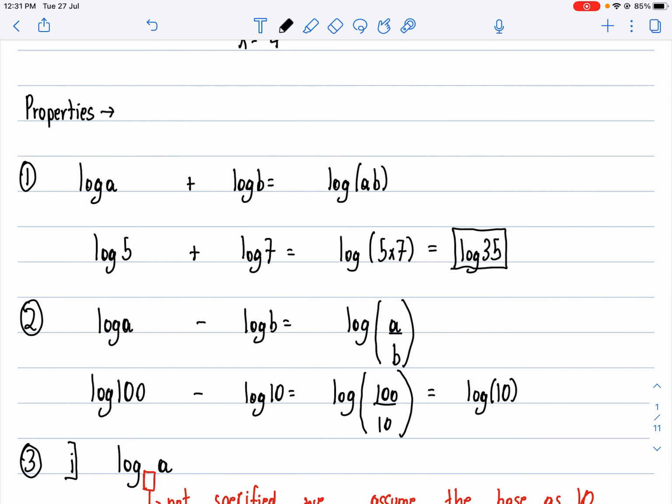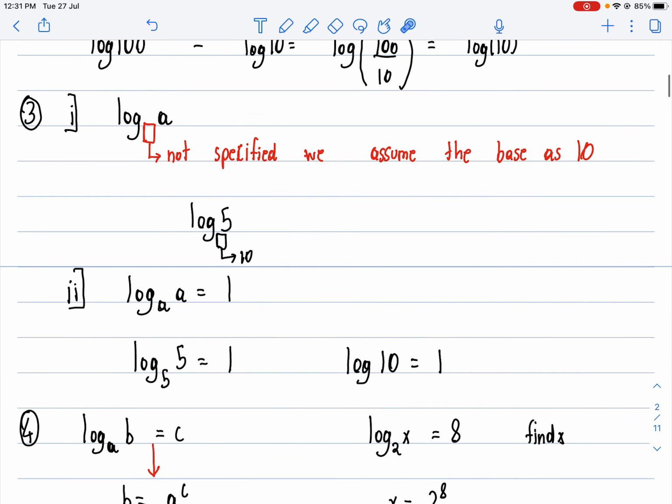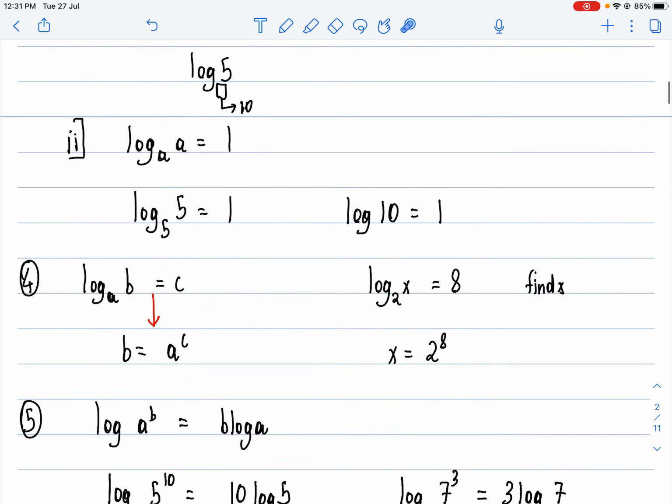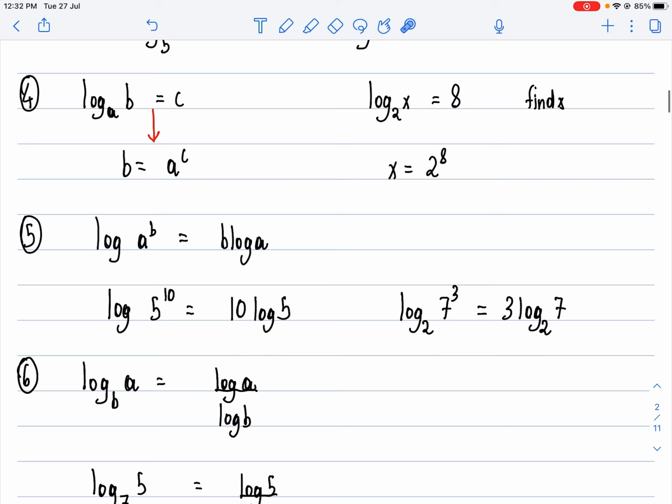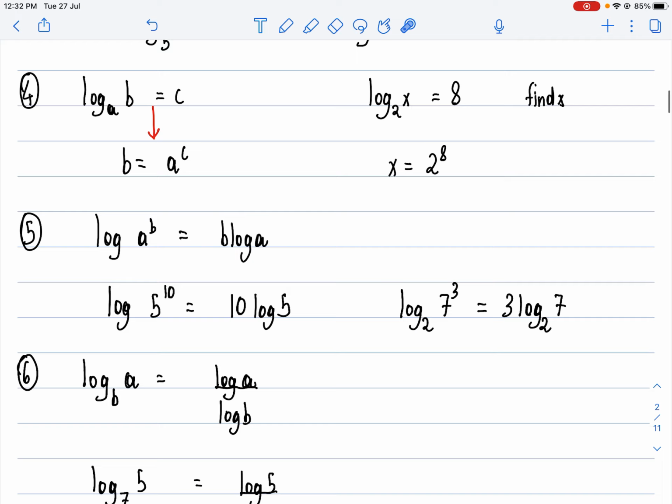So the first property was log of a plus log of b will be equal to log ab. Correct? Then I have log of a minus log b, which is log a over b. Correct? Then 3, 1 will be log of a, and if the base is not specified, then we take the base as 10. Okay, then I have log of a with the base a, where I'll simply get 1. Correct? Then I have log of b with the base a. Okay, if it's equal to c, then I can write this as b equals a raised to c.